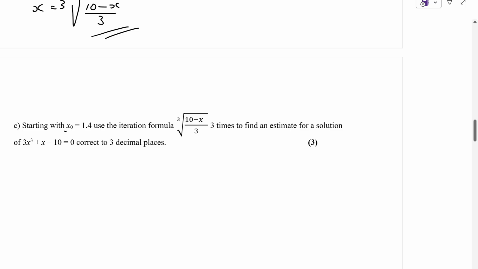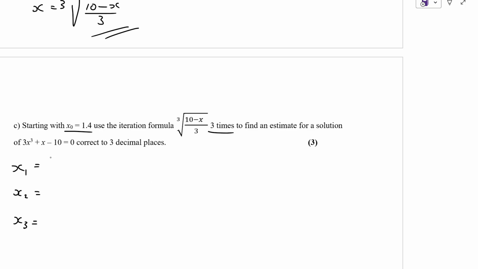Okay, so starting off with x0, using this iteration formula 3 times, we need to find an estimate for a solution. Okay, so all that means is we need to find x1, x2, and x3. Okay, so we've done a few questions together now, so I want you to just pause the video here, have a go at this, and we'll go through it in a few minutes.